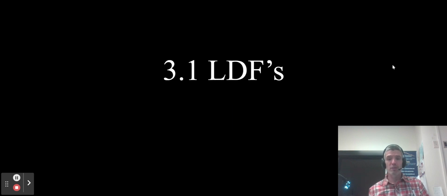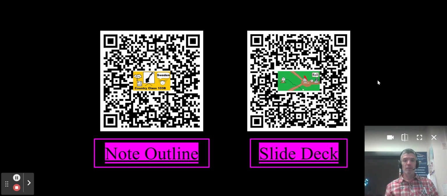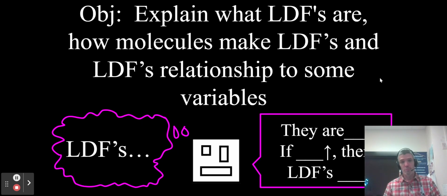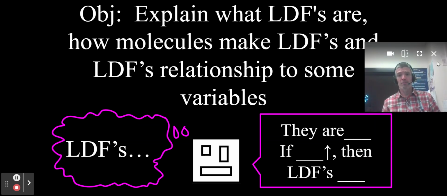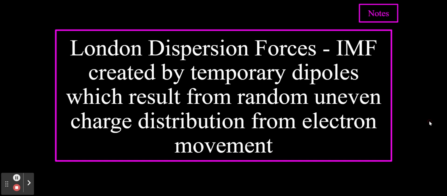All right. So our topic is London dispersion forces. This is in Unit 3. Here are hopefully some things that you might need or want to use. Here's our objective. What this objective means is, I want you to know what these London dispersion forces are, how they are made, basically how the molecules make them, and when various variables go up or down or change, how does that affect the LDFs? That's what it means.